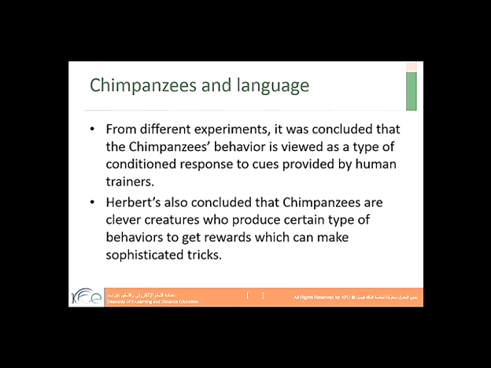Herbert also concluded that chimpanzees are clever creatures who produce certain types of behaviors to get rewards, which can make sophisticated tricks. With other creatures, unlike chimpanzees, they may not even understand the vocal calls, whereas chimpanzees have the ability to understand human calls, for example, simply because they are clever creatures. Other animals, which might be considered less smart or less clever than chimpanzees, might not even understand the basic words like mama, baba, and cup.